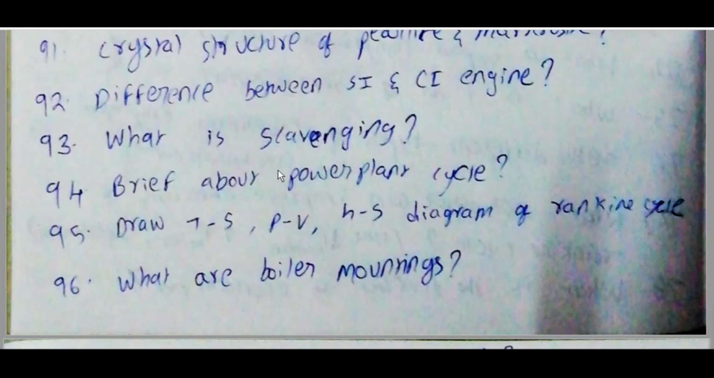What is scavenging? Scavenging is the process of pushing exhausted gas charge out of the cylinder and drawing in a fresh lot of air or fuel-air mixture for the next cycle. Scavenging is important for 2-stroke and 4-stroke. Types of scavenging: cross flow scavenging, loop scavenging, uniflow scavenging.